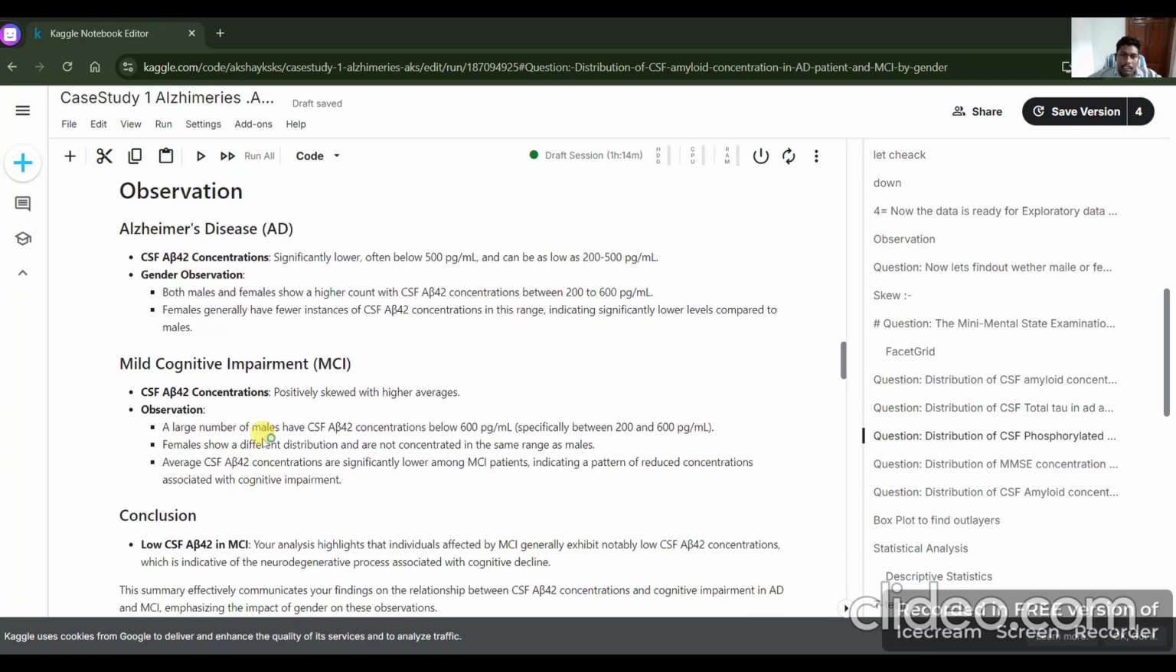And then MCI is positively skewed with higher averages. The observation is that a large number of males have CSF concentration below 600 pg/ml, specifically between 200 and 600 pg/ml. Females show a different distribution and are not concentrated in the same range as males. Average CSF concentration is significantly lower among MCI patients, indicating a pattern of reduced concentration associated with cognitive impairment.